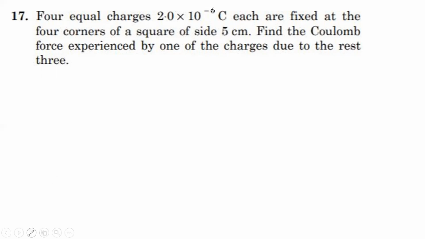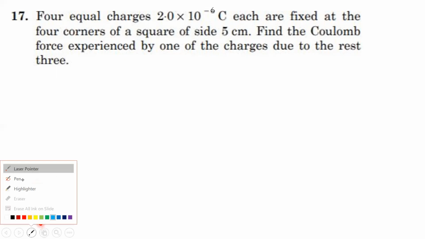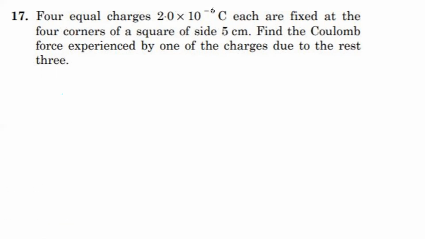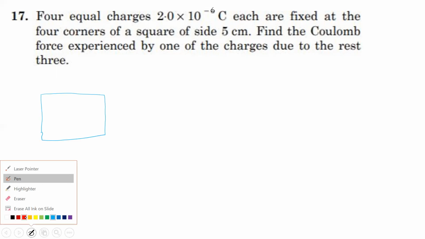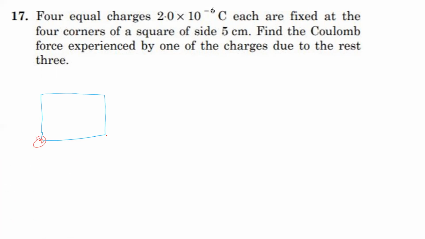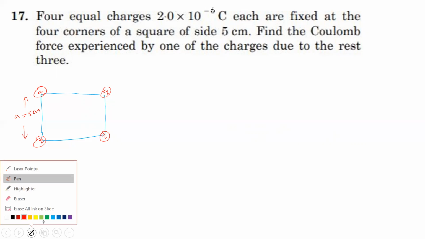Now we have to assume here that four equal charges are there. These four charges are placed at the corners of a square, like that we assume. This is the square, and at each corner one charge Q is placed. Now the side length A is given as 5 centimeter. Now we need to find the force on one of the charges.